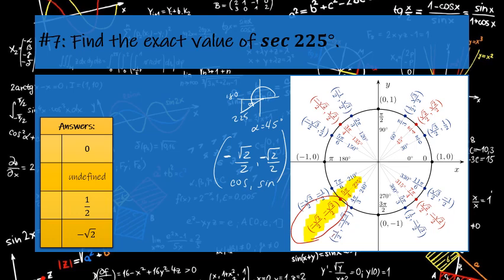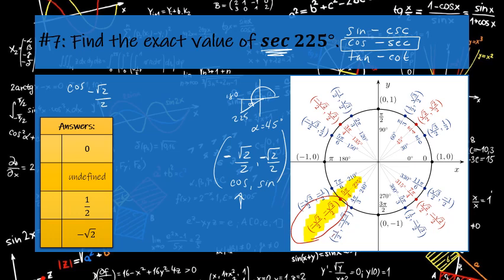When I'm doing secant, remember you have your 6 trig functions, sine, cosine, and tangent. Sine matches up with cosecant, cosine matches up with secant, tangent matches up with cotangent. So if I'm looking for the secant, what I want to look at is the reciprocal of cosine. So cosine is a negative root 2 over 2 for cosine. So if I wanted to do the secant, I need to flip that upside down.